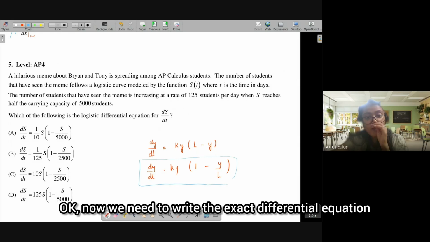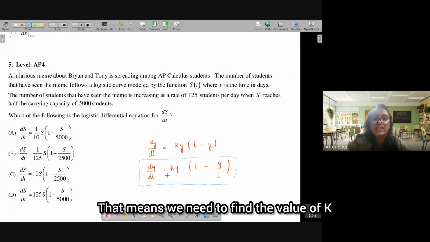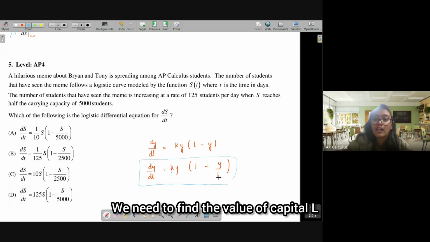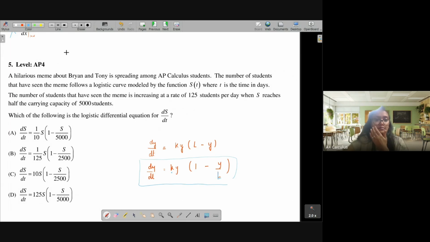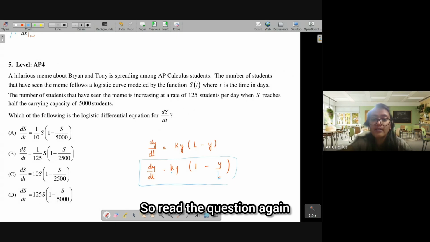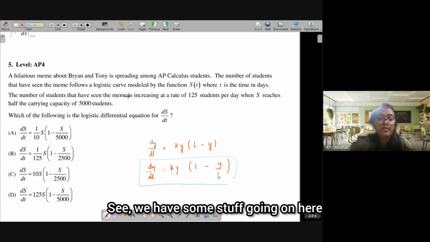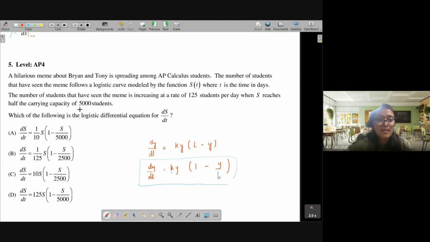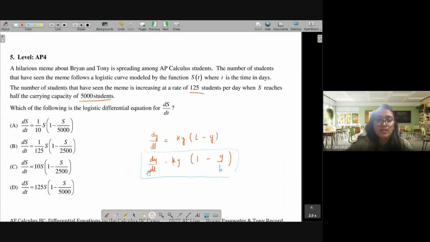Okay, now we need to write the exact differential equation. That means we need to find the value of K, and the value of capital L. So read the question again. We have some stuff going on here. We have this number, we have this number. What are these numbers?